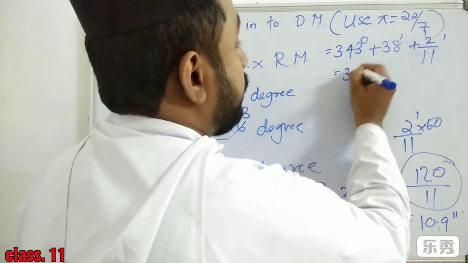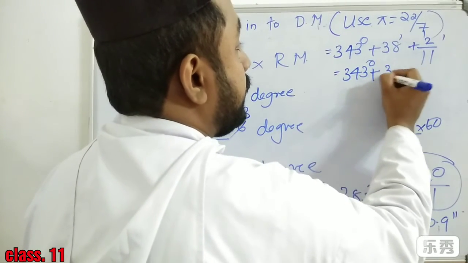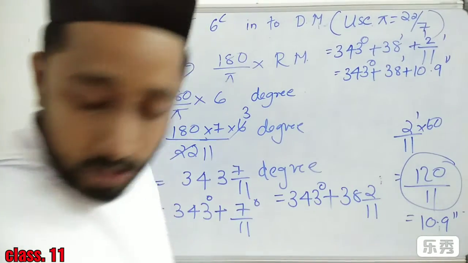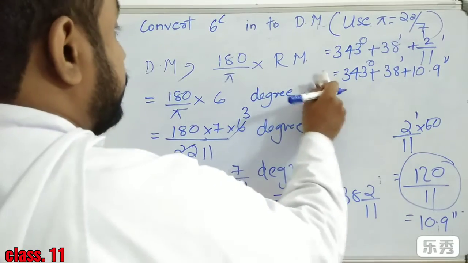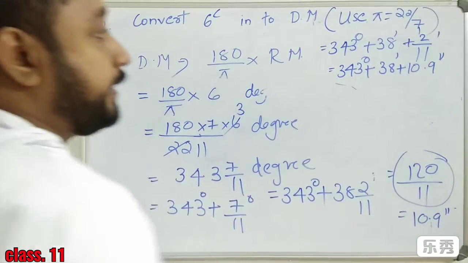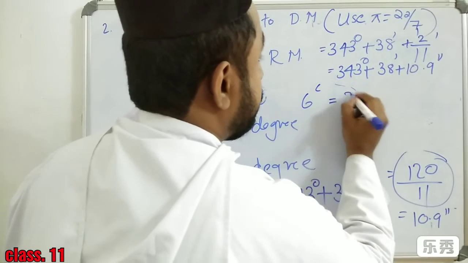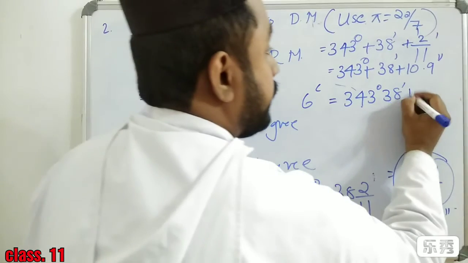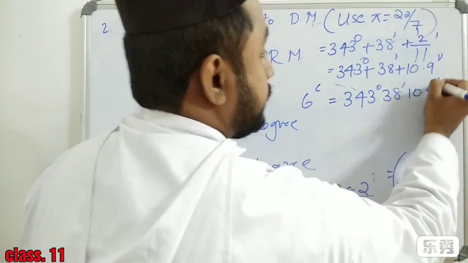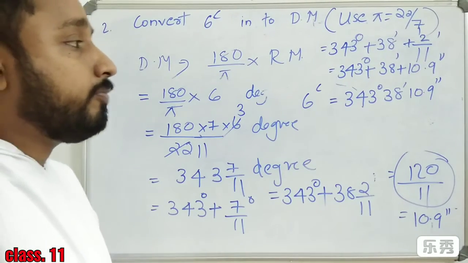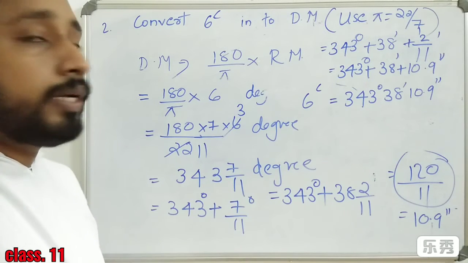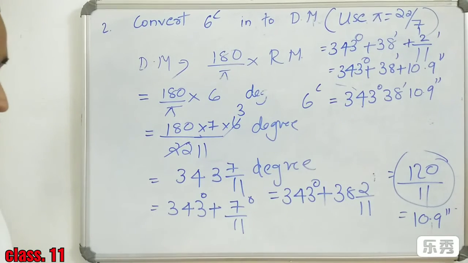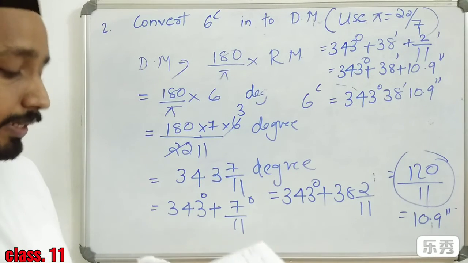So it is equal to 343 degree plus 38 minutes plus 10.9 seconds. So we change 6 radian into 343 degree 38 minutes 10.9 seconds. So 6 radian is equal to 343 degree plus 38 minutes plus 10.9 seconds. So the degree measure, which is 6 radian, changed into 343 degree 38 minutes 10.9 seconds.